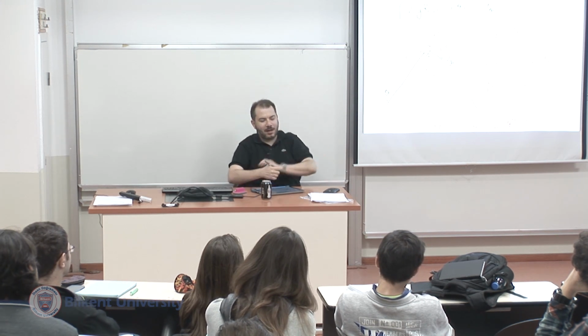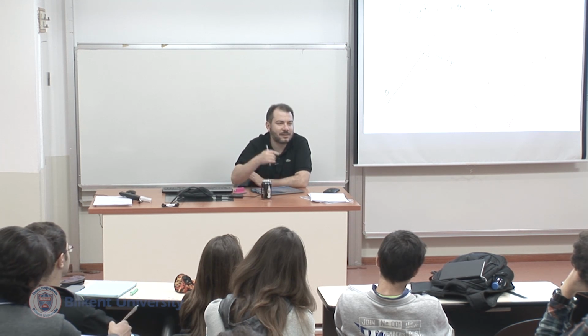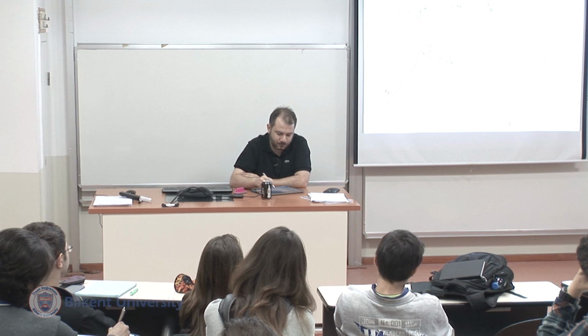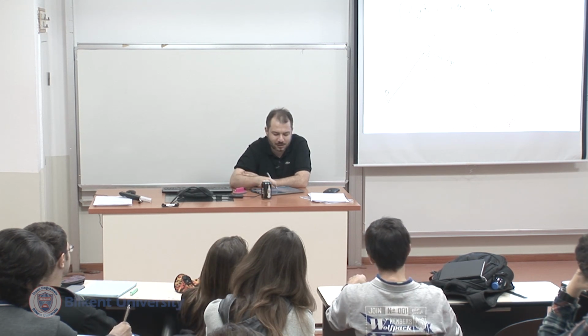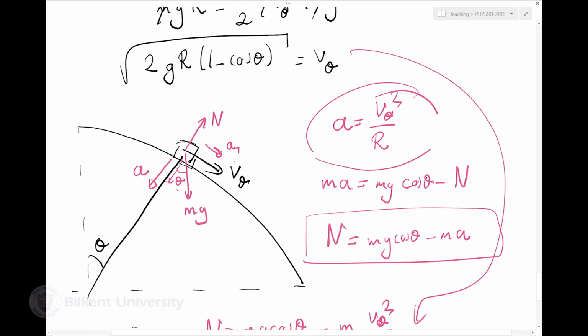Okay, so nonetheless, whatever I call this, that centripetal part of acceleration, not the tangential part, but the centripetal part, is v theta square over r. You are right that there is another component, the tangential component, which will be given by mg sine theta divided by m, which is g sine theta.